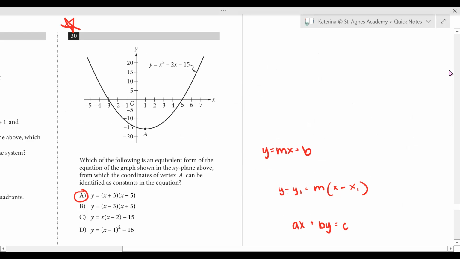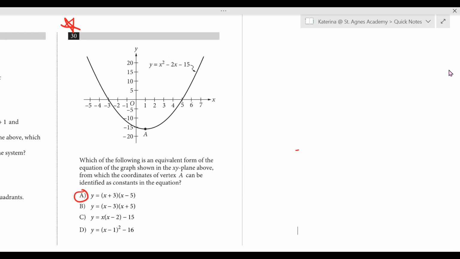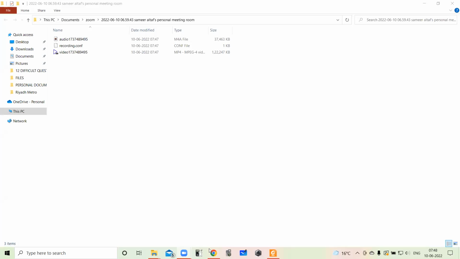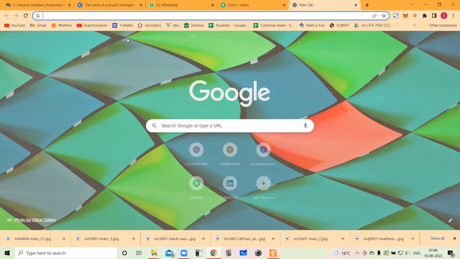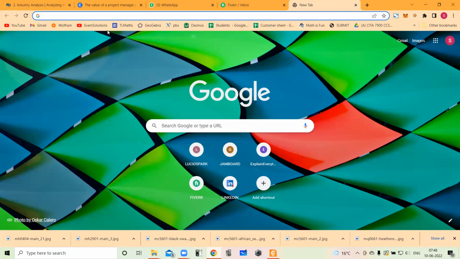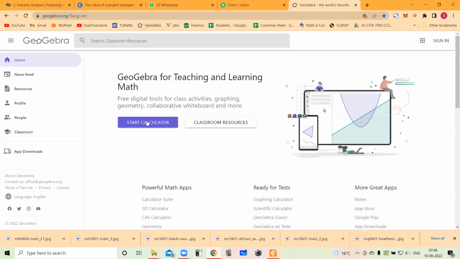wanna share the screen for a moment. Okay. I can stop my share. Yep. Okay. I want to show you something for the parabola thing here. So let's go to the GeoGebra.